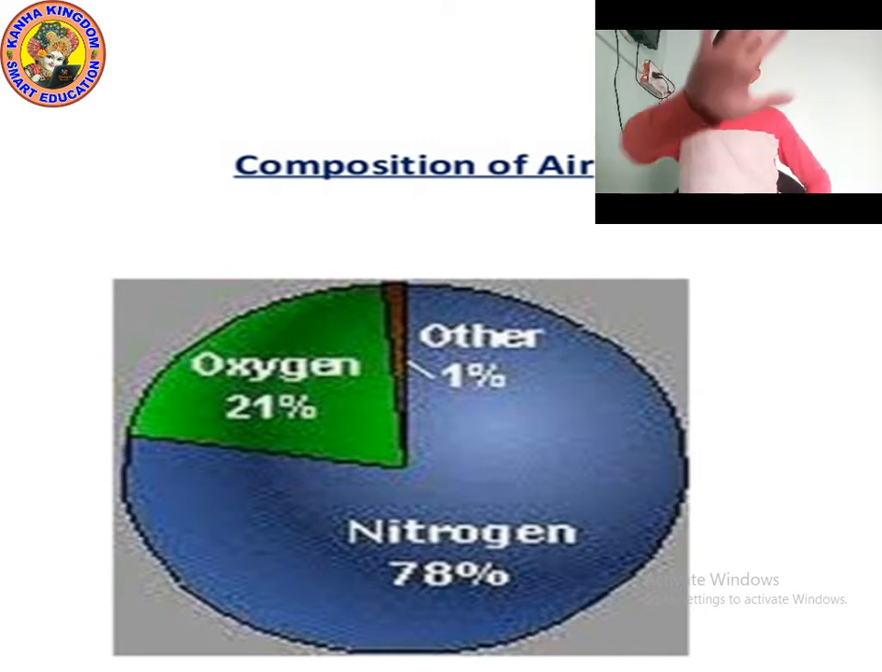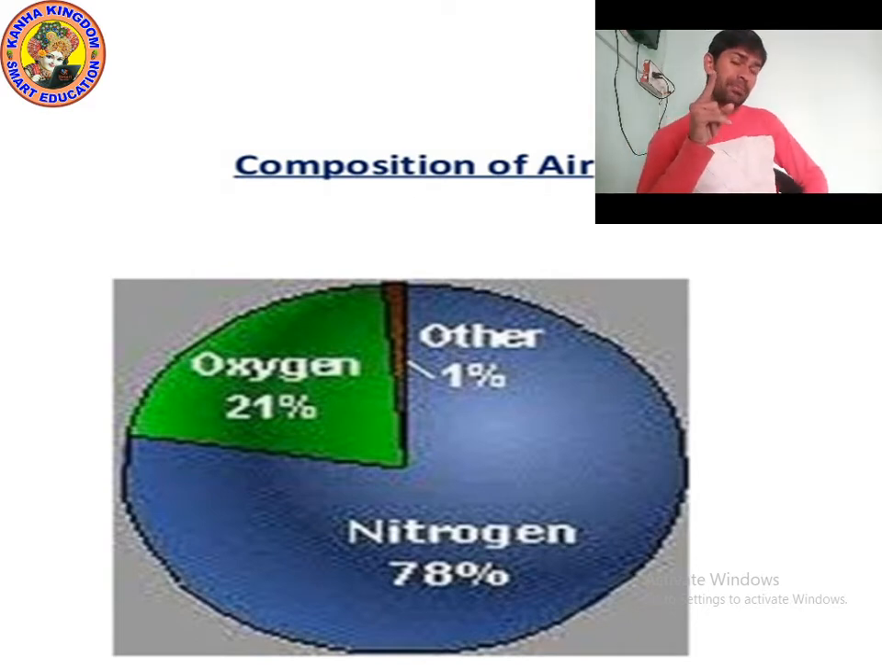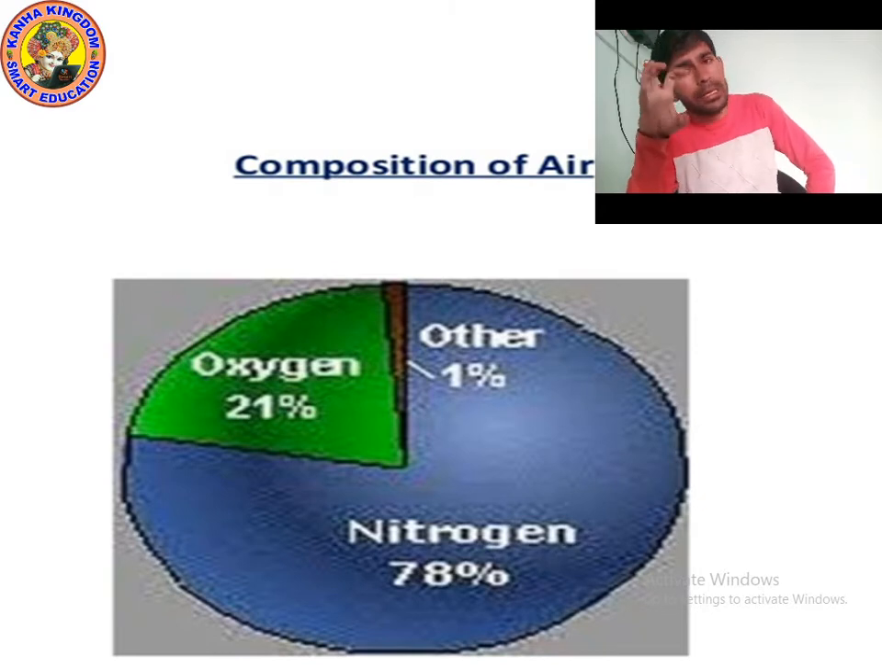There are 5 properties of air. Property number 1, air occupies space. Means air covers the space. Second point is air has weight. Third point is air exerts pressure. Fourth point is air is needed for burning. Fifth point is air is odorless, tasteless, and colorless. These are 5 properties of air.